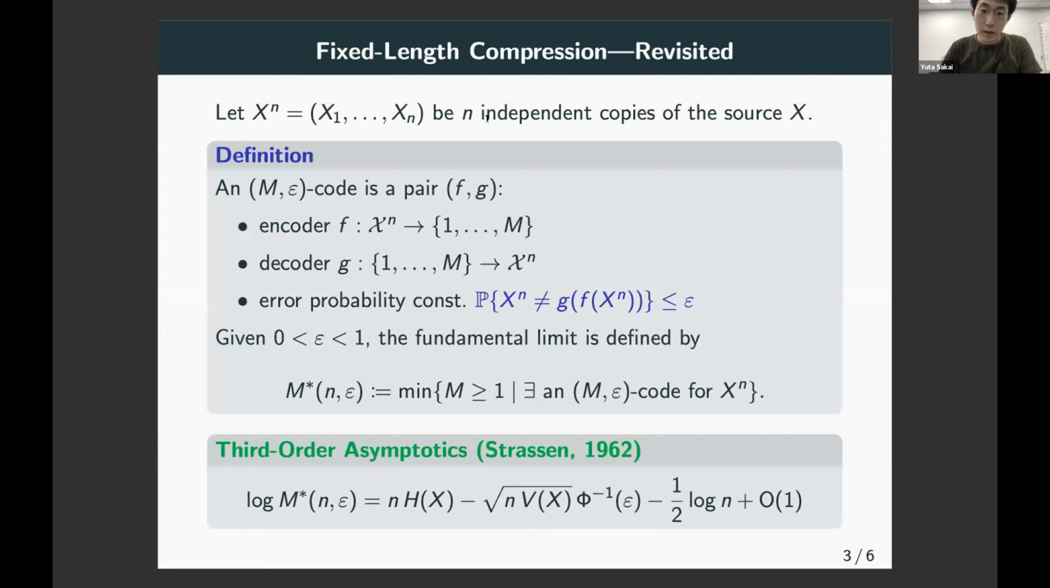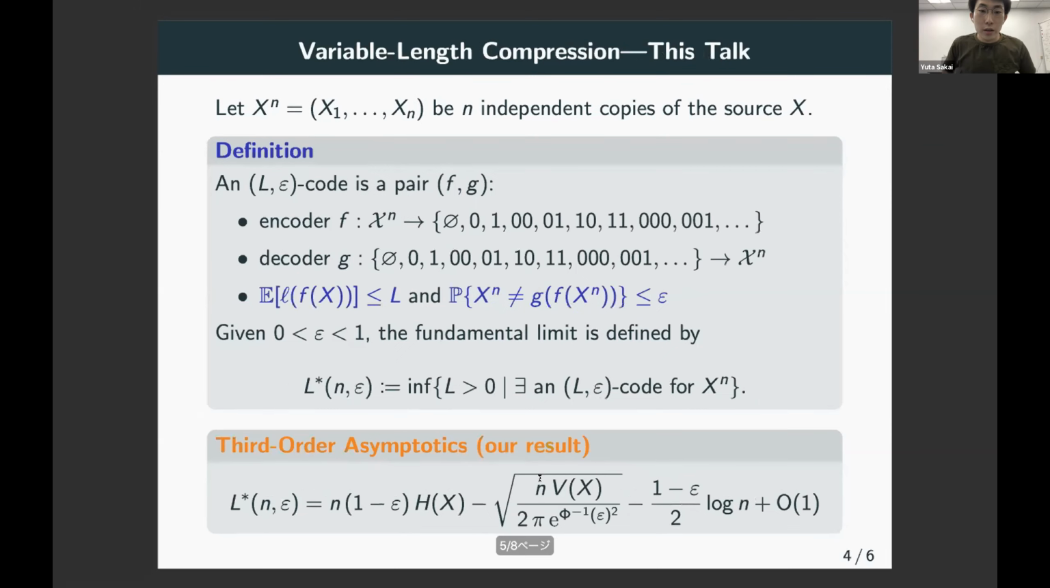Now we consider the discrete memoryless source. This slide shows a very standard problem setting for fixed length compression. And the bottom expression shows a very well-known result shown by Strassen in 1962. This third order asymptotic result in the non-vanishing error probability regime is proven by the Berry-Esseen theorem, which is one of the central limit theorems.